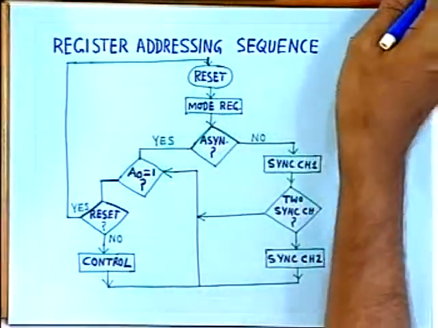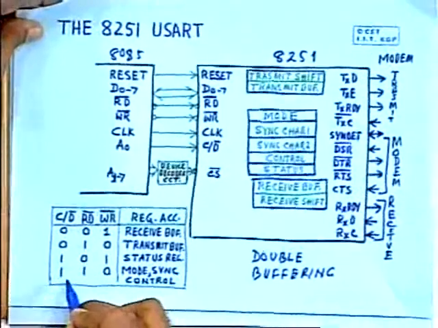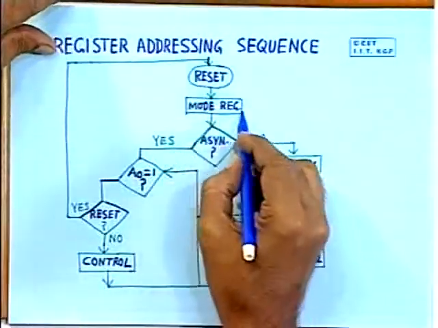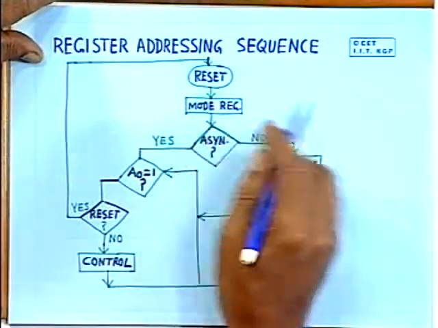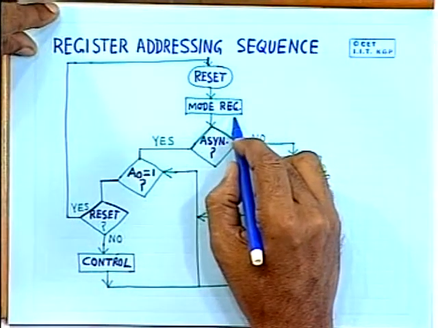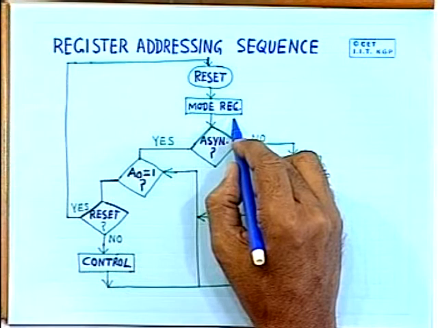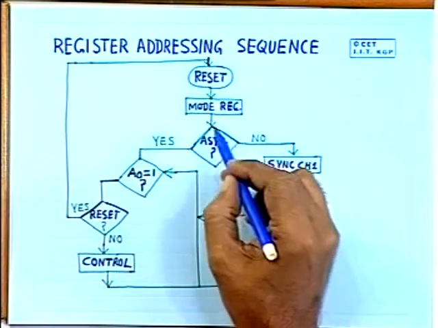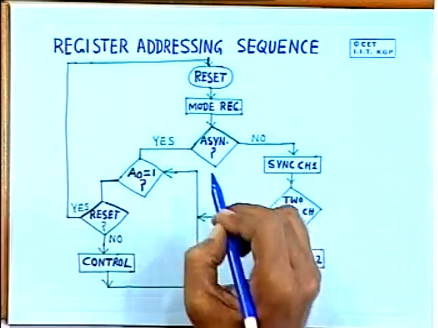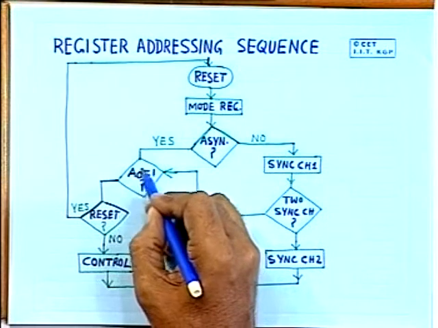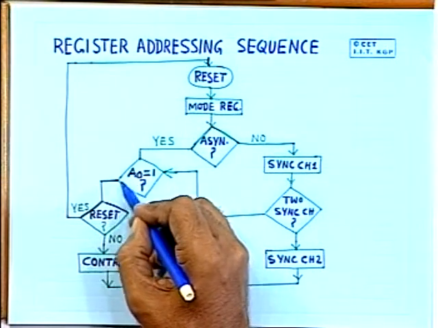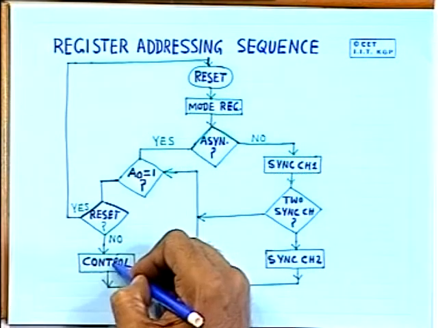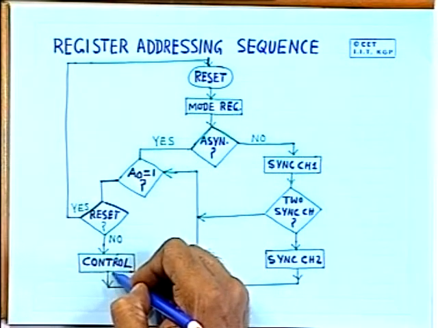Then whenever it generates C/D = 1 and it is writing, it goes to the mode register. The mode register can be either for asynchronous mode or for synchronous mode. There are 2 separate registers for synchronous mode and asynchronous mode. And if it is asynchronous mode, then it goes this way, and depending on the value of the A0 bit, it will read the control word. So the mode word and control word are to be accessed when asynchronous mode is used.